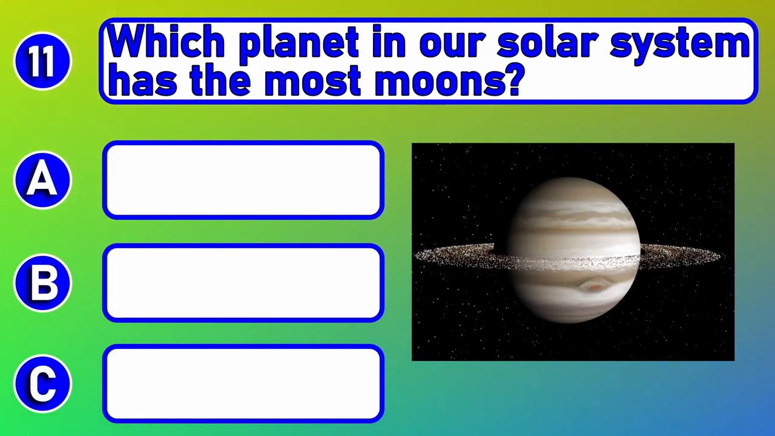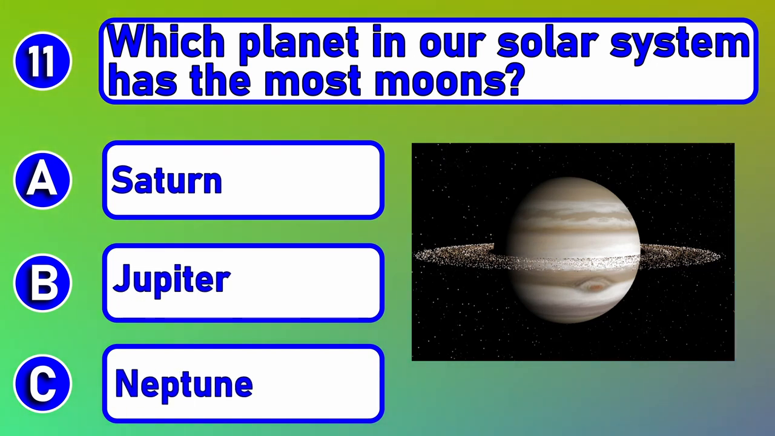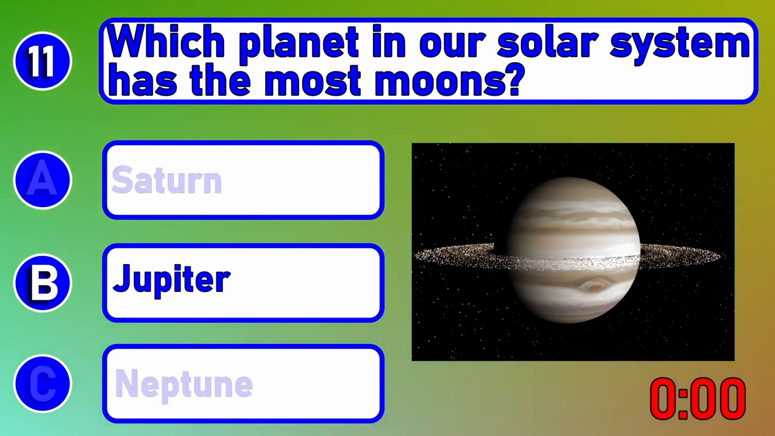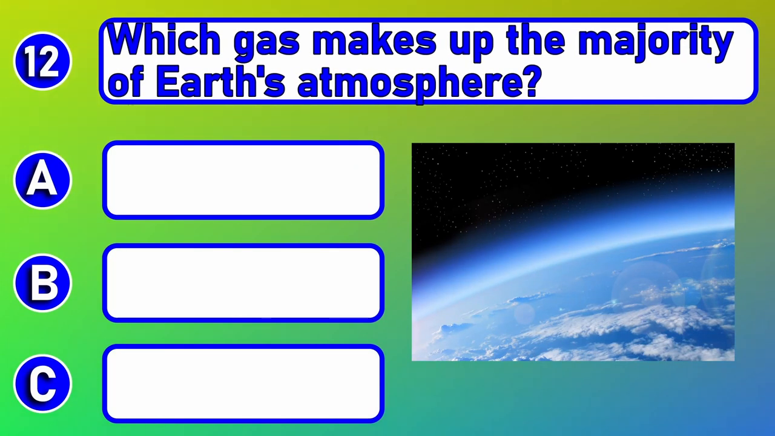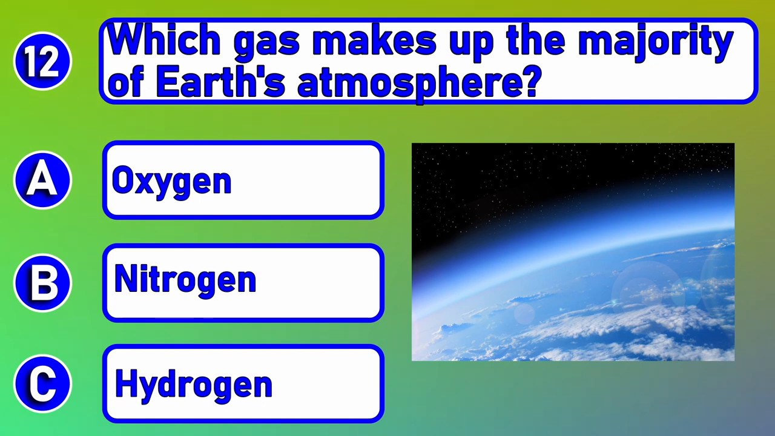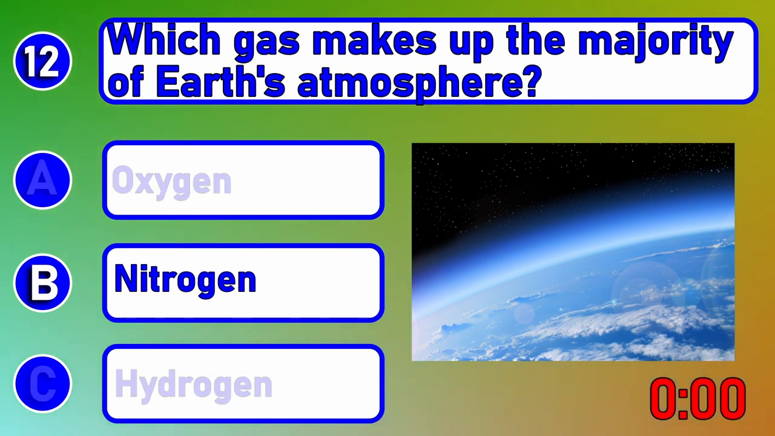Question 11. Which planet in our solar system has the most moons? Saturn, Jupiter, or Neptune? And that is B, Jupiter. Question 12. Which gas makes up the majority of the Earth's atmosphere? Oxygen, nitrogen, or hydrogen? And that is B, nitrogen.